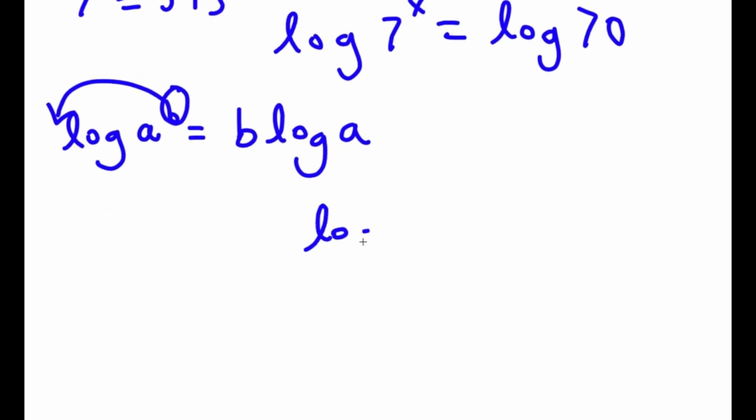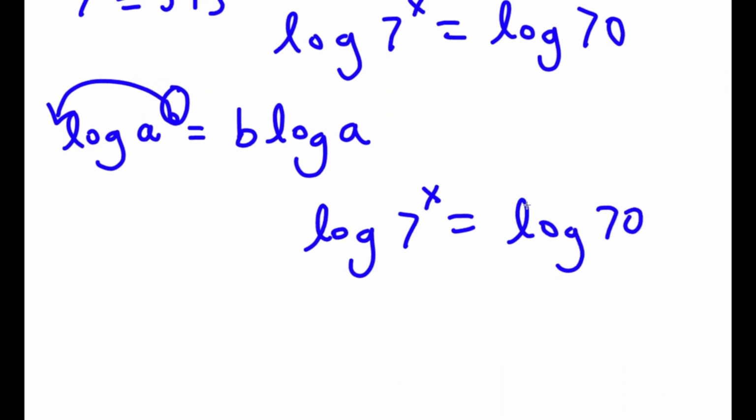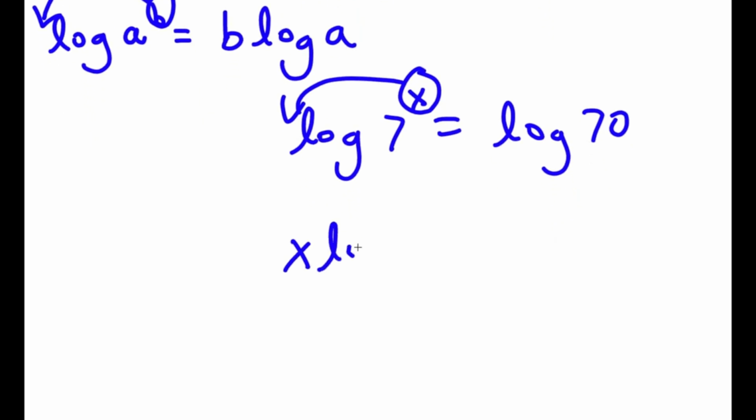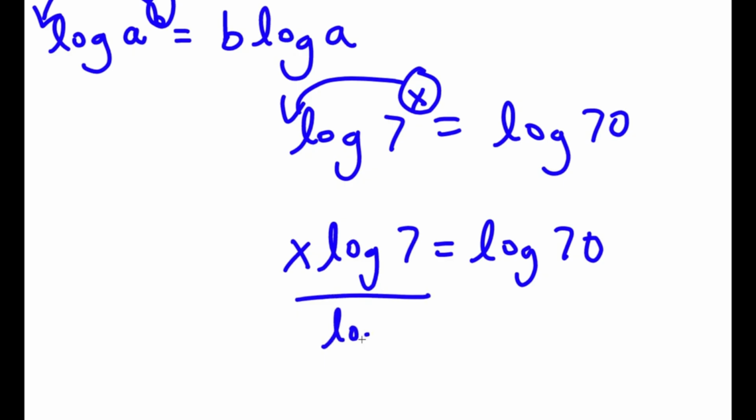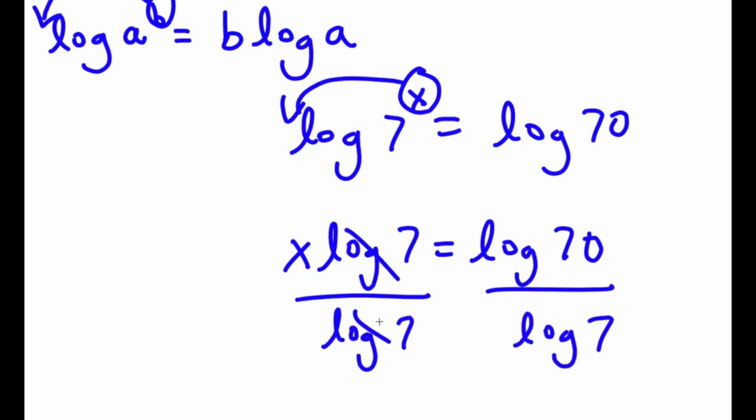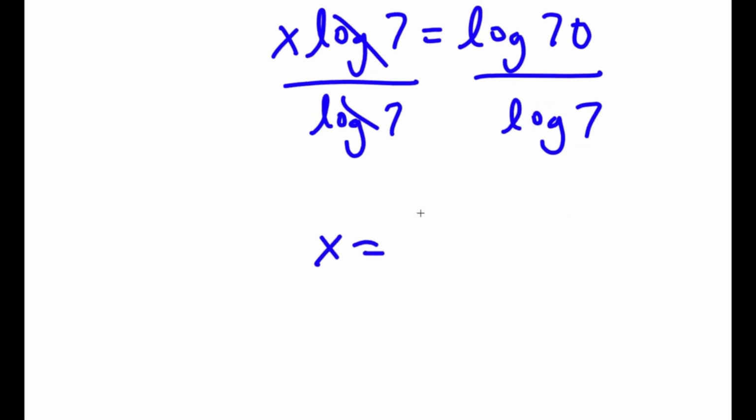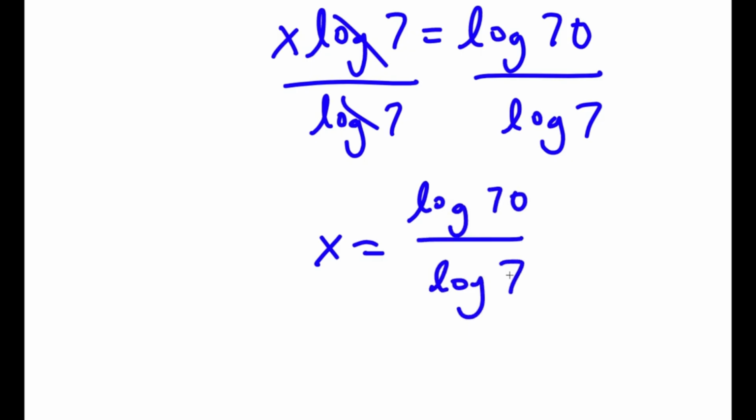Alright, so now going back to the problem, log 7 to the power of x is equal to log 70. Now I can go ahead and move x into the front, so now I have x times log 7 is equal to log 70. Now I'm going to divide both sides by log 7. So then these two cancel out, and I'm left with x is equal to log 70 over log 7.